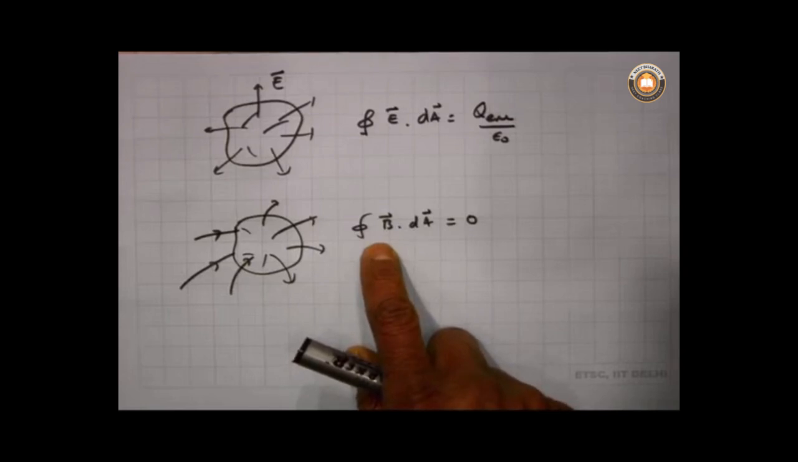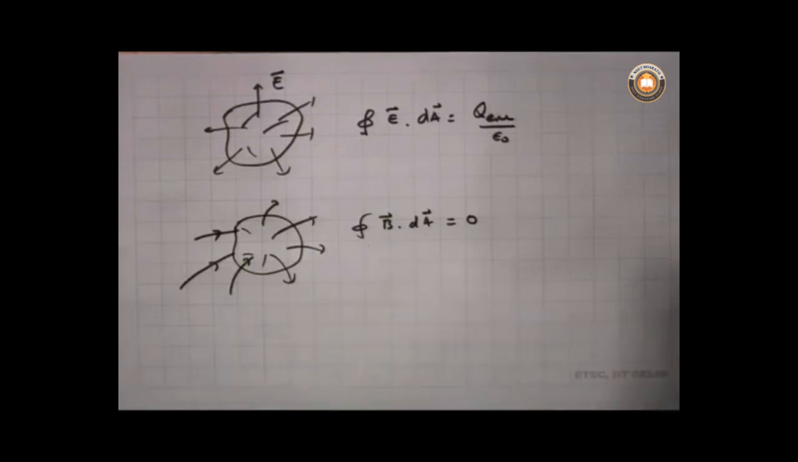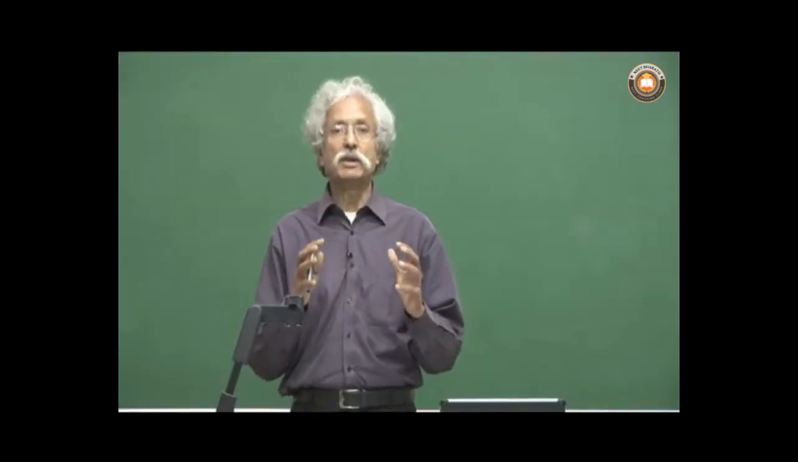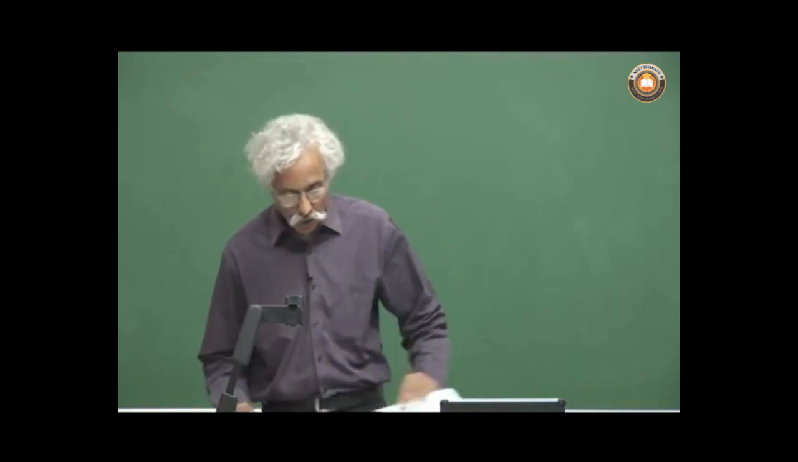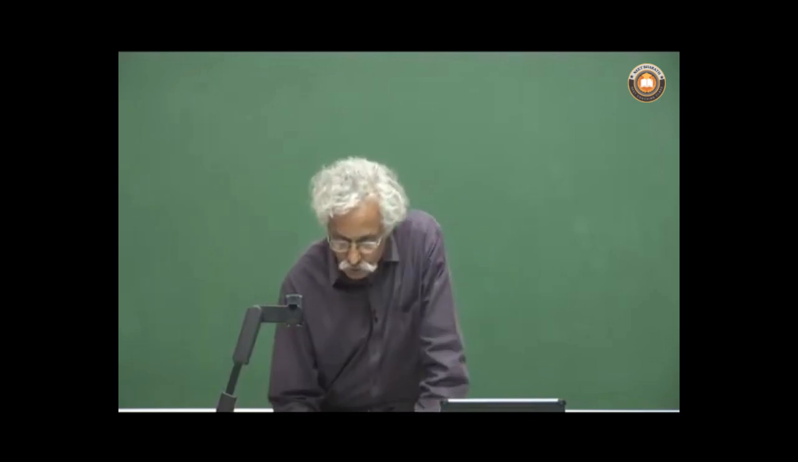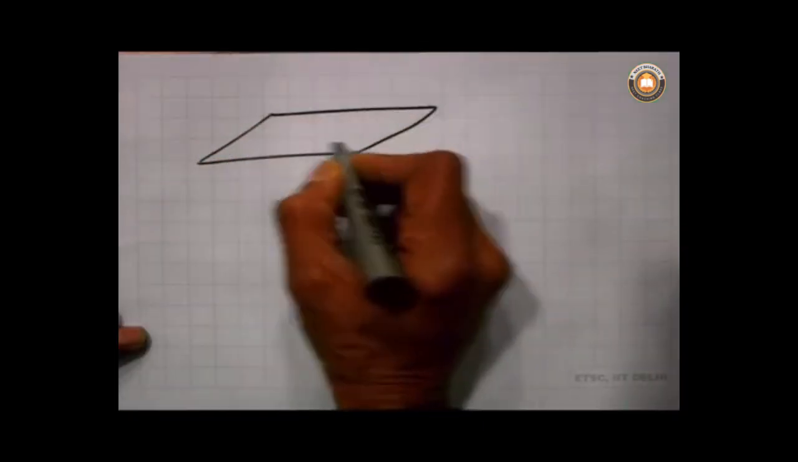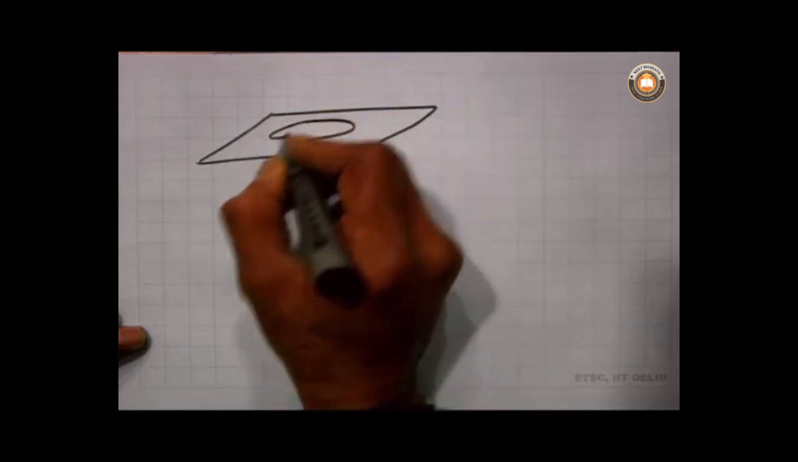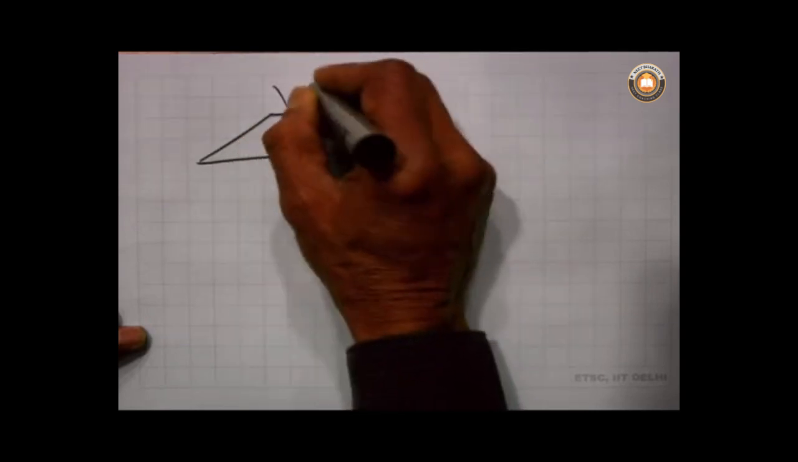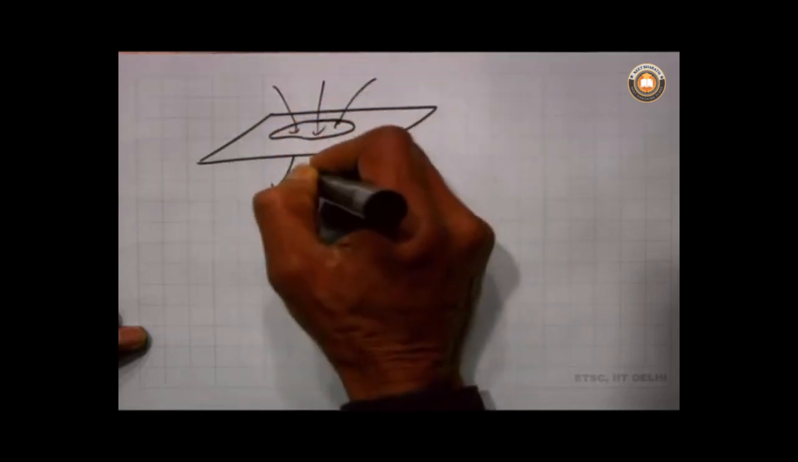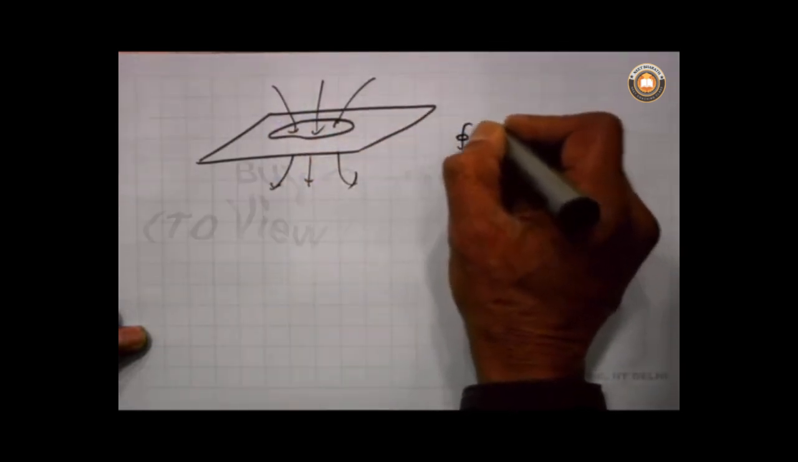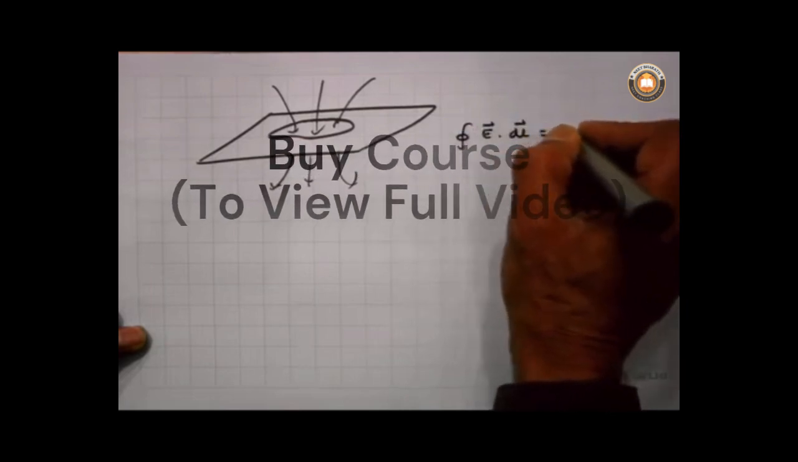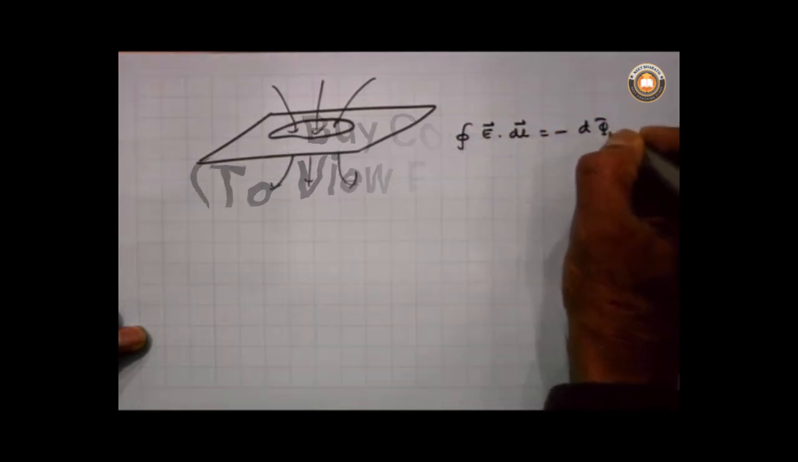So magnetic field lines, as we have seen before, are always closed lines, and so if you take a closed surface, the net magnetic flux through that surface will be 0. This is the second law which we have written. The third law is Faraday's law. If you take a loop, and you have magnetic field lines crossing that loop, then this equation says integral E dot dL is equal to minus d phi B by dt.